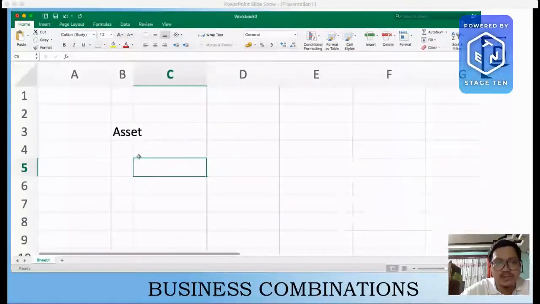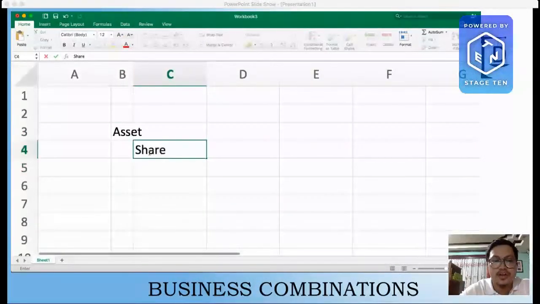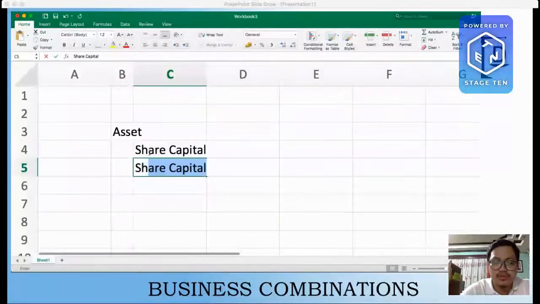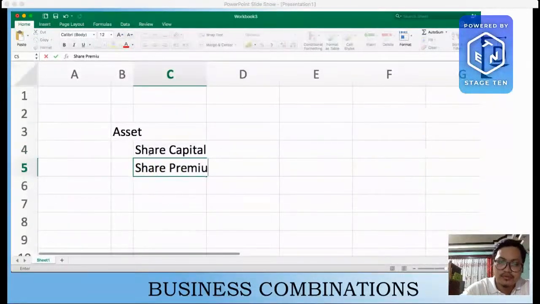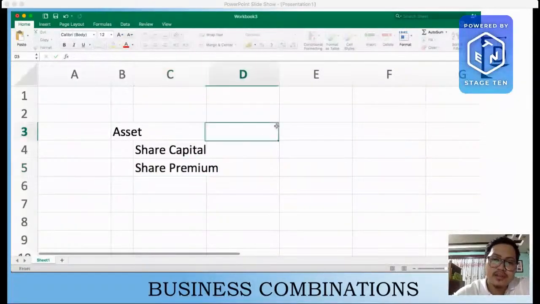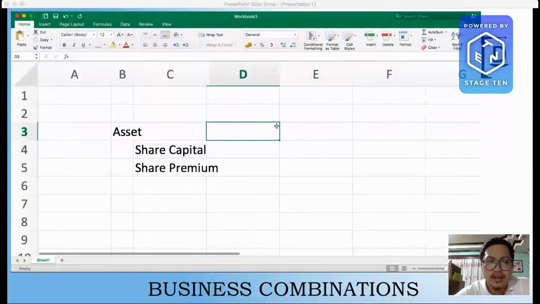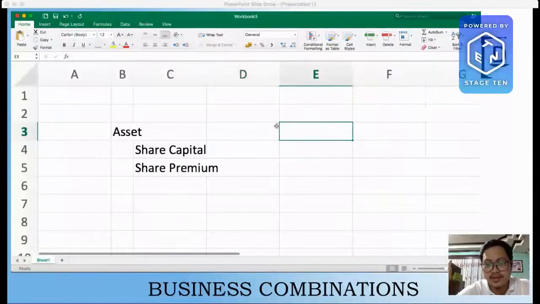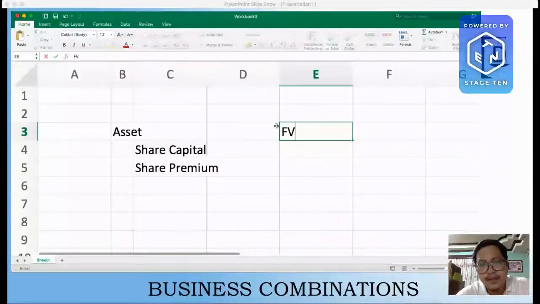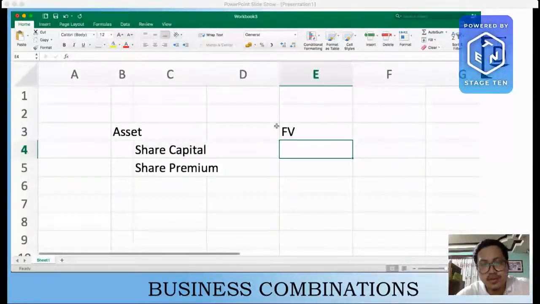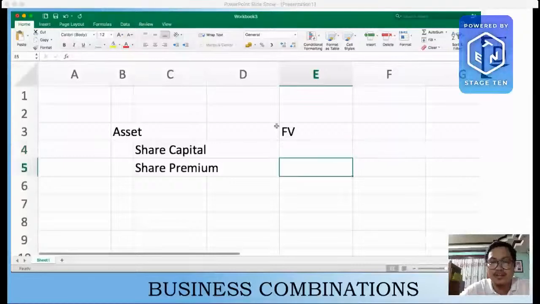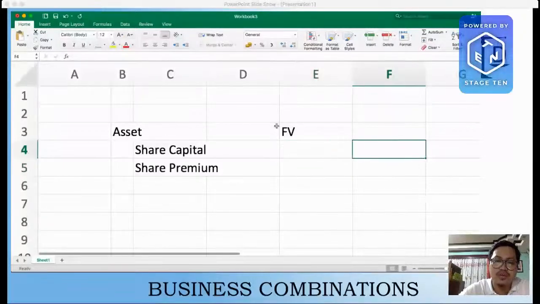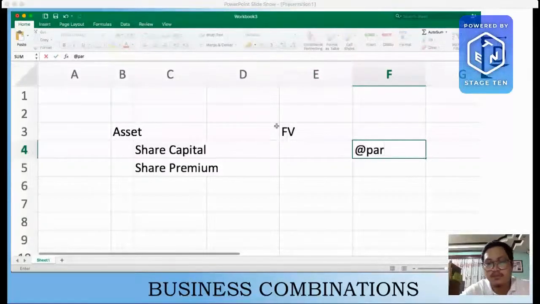Then since the consideration is in shares, you would credit share capital and you would also credit share premium. Now the entry would always be balanced. The amount that you record for your asset would be the fair value, and your total credits for the entry for the acquisition of the item of PPE would just depend on the value assigned to your asset. And as you should know, the amount that should be credited to your share capital is always at par value.